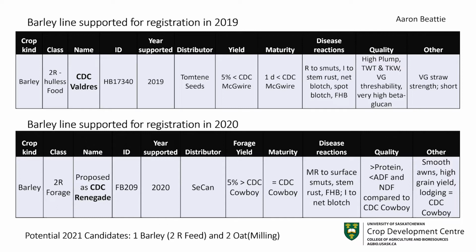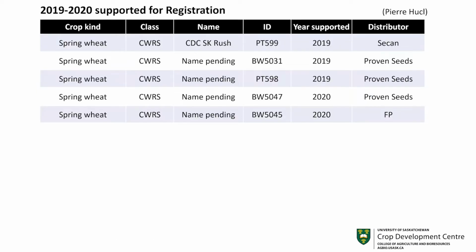And then Aaron indicated that he will bring one candidate of 2-row feed barley, and then 2 oat milling candidates. So these are in the final stage of evaluation and it hasn't been decided yet, but he will bring them to the next PGDC meeting sometime later this month. Okay, so this is the program.